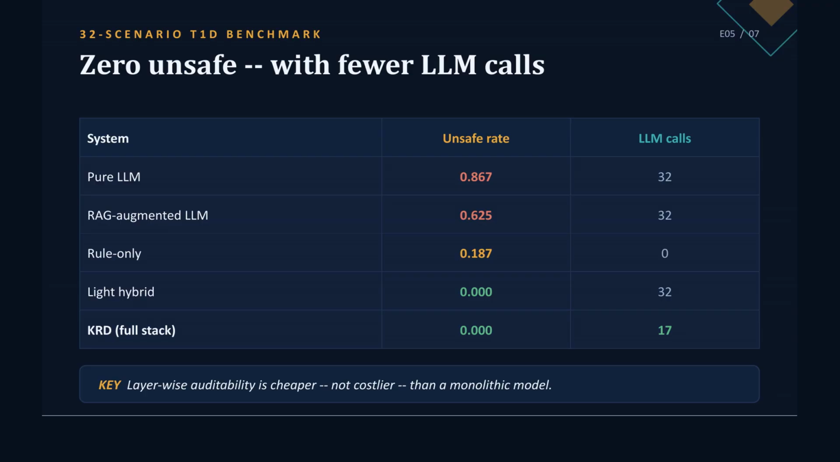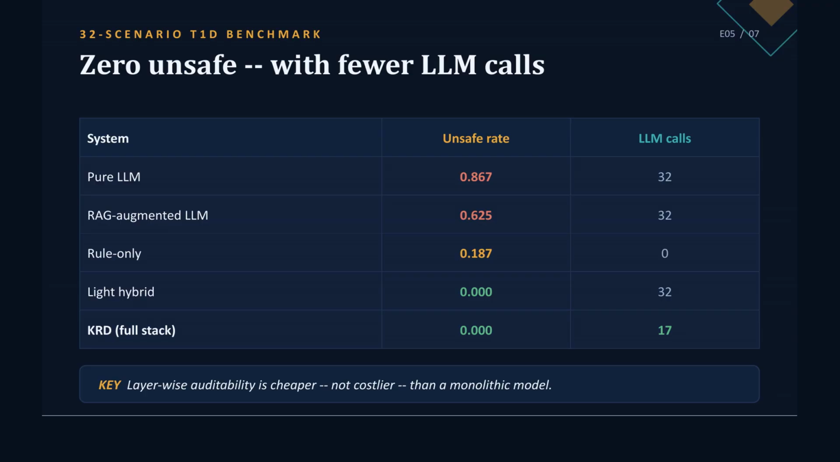A pure language model was unsafe on 87% of them. Adding retrieval helped a little, 63%. A rule-only system dropped it to 19. But the two hybrids that combined the rule layer with the model reached 0 unsafe suggestions. And here is the part I love. The full KRD stack did it while making 47% fewer language model calls, because the rule layer blocks the dangerous cases before any generation happens.